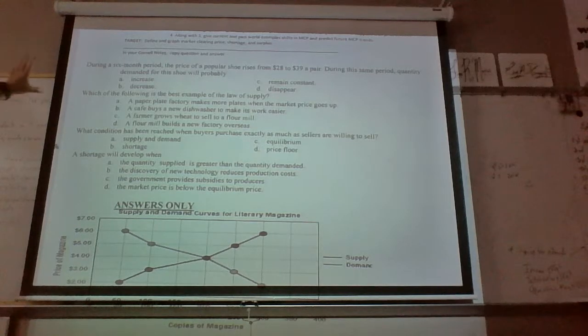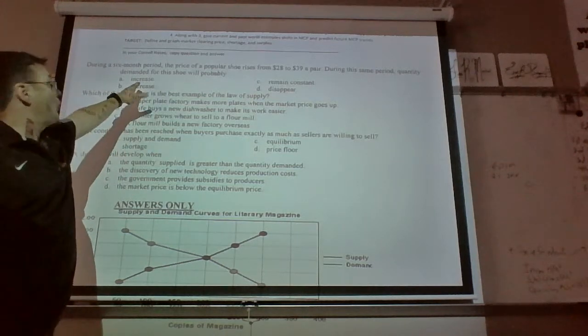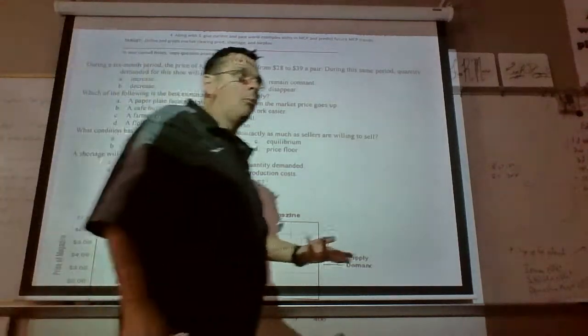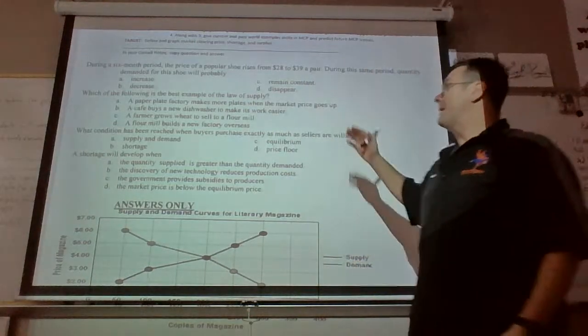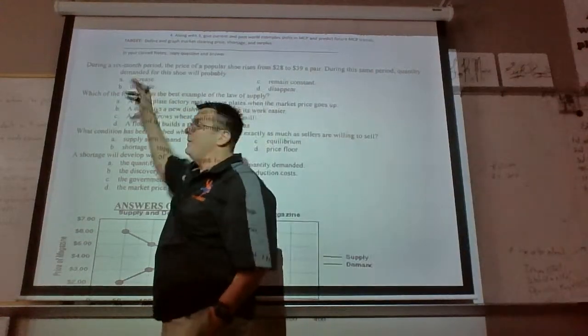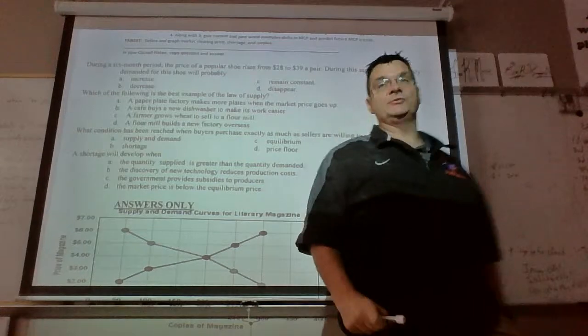Good. Mostly B's, couple A's. So we've at least narrowed it down to that. But what are we talking about? If the price goes up, will the quantity demanded go up? Will more people buy it? No, it's not going to happen. When the price goes up, the quantity will go down, so it's decrease. All right, so it should be B.